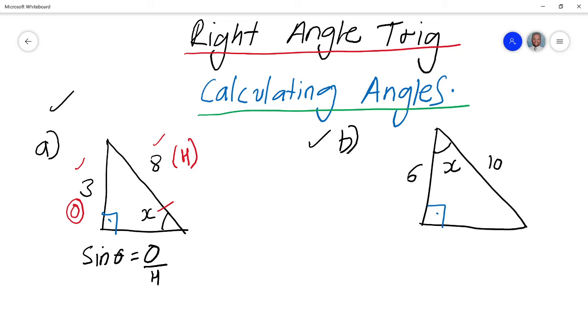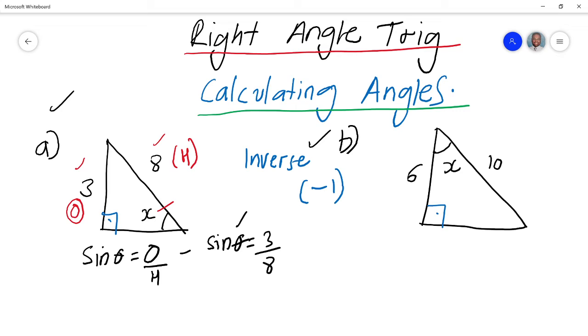Now we need to substitute O and H. In place of O, we're going to put 3, and in place of H, we're going to put 8. So what does your equation now become? It becomes sine theta equals 3 over 8. If you look at your previous videos, we needed to find your length. In this case, we need to find your angle. In order to do that, you have to be very familiar with what we refer to as your inverse function in your calculator. I'll just write that down so you're very aware of it. This is called your inverse, and your inverse function has a -1 sign there.